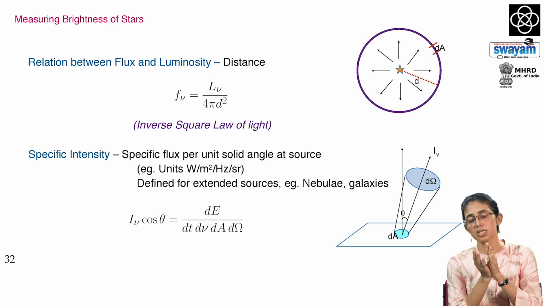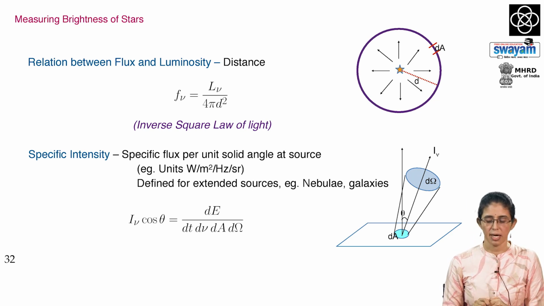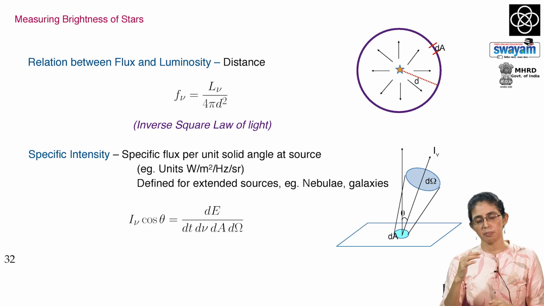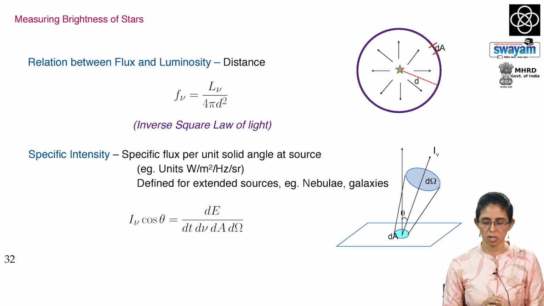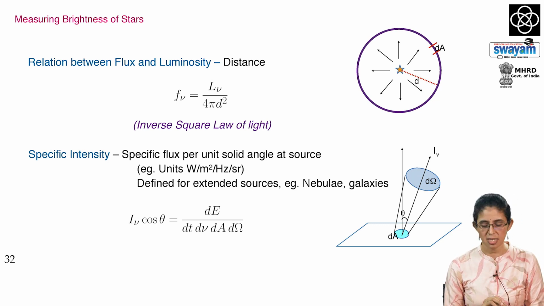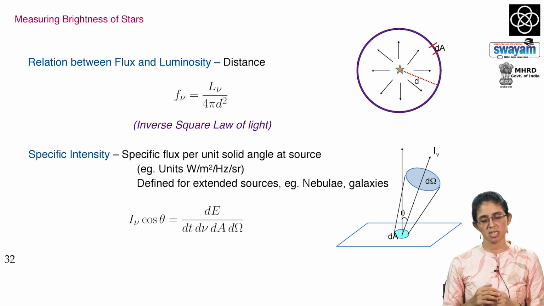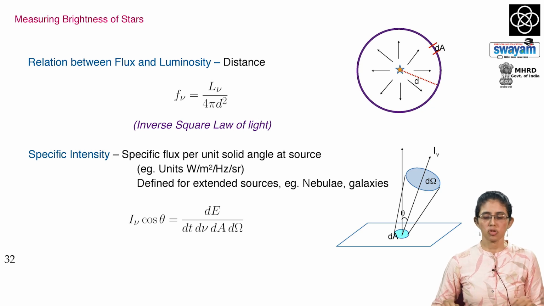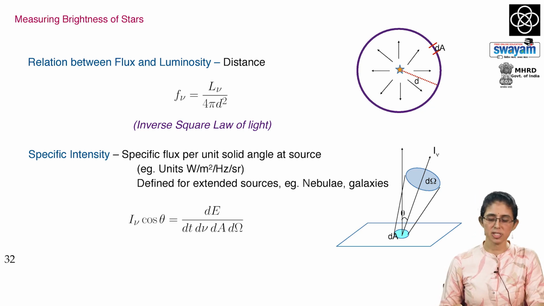For an extended object, one can measure how much energy is being received per unit solid angle from the source, and if that object makes an angle of theta with respect to the detector, then the specific intensity is defined as I nu cos theta equal to the energy being received dE by dt, the time interval over which it is being measured, per frequency interval, per unit area and per unit solid angle. So, these are the terminology which is commonly used to quote the radiation from stars.